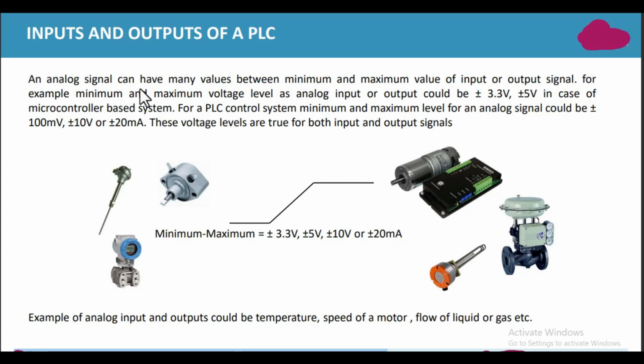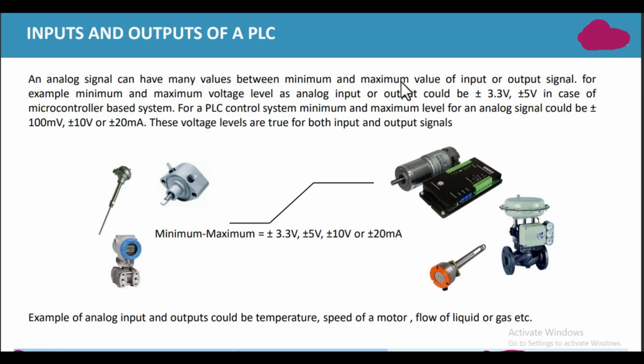An analog signal can have many values between the minimum and maximum value of input or output signals. For example, minimum and maximum voltage levels as analog input or output could be plus minus 3.3 volt, plus minus 5 volt in case of microcontroller based system.